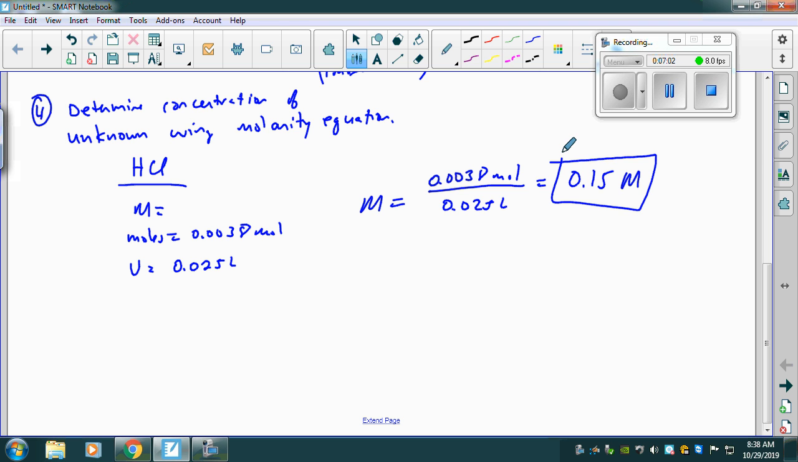All right, this 4-step process is what you need to do anytime you work a titration problem. Write the balanced chemical equation so that you know your molar ratio of acid to base. Solve for the moles of the known solution. Use that to convert to moles of unknown, and then use the molarity equation to solve for the final answer.